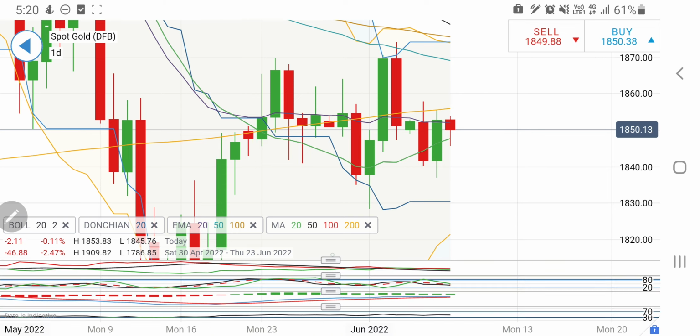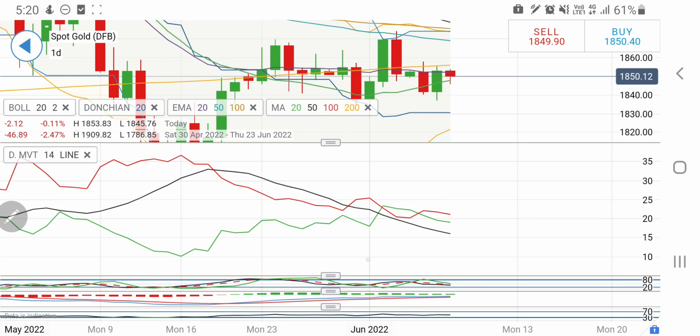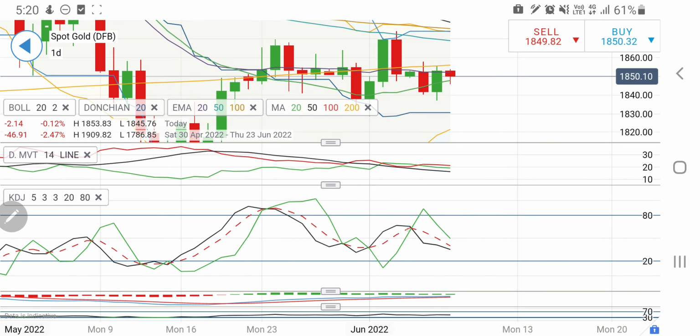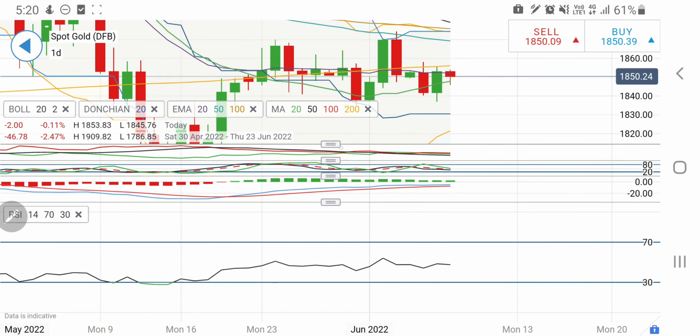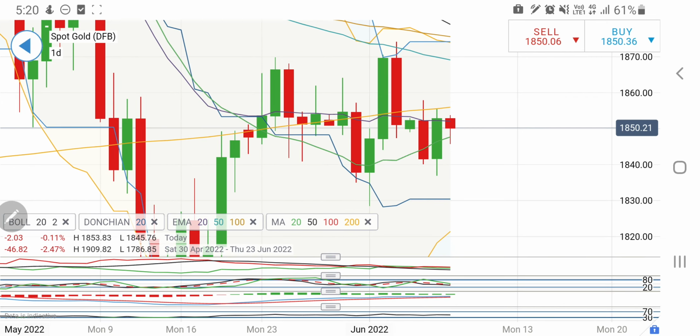Now if you look at the directional movement, it is bearish on the daily charts, the stochastic is looking downwards on the daily charts, the MACD is trying to converge here, and the RSI is trading flat. Considering this, till the time it is below 1855, I will not recommend you to go long. Take a long entry at 1855, expect it to hit 1860, 65 and then even 1870 levels can be achieved.